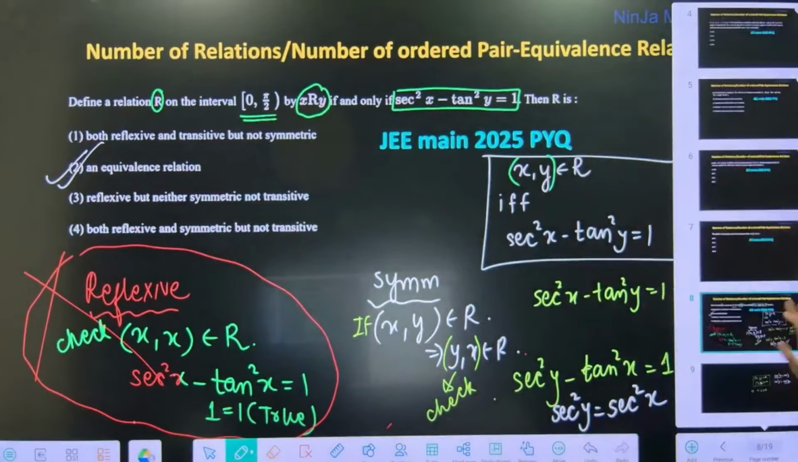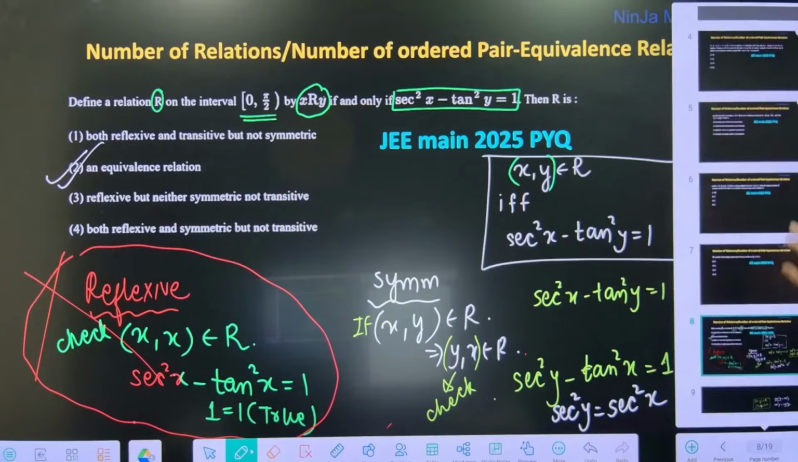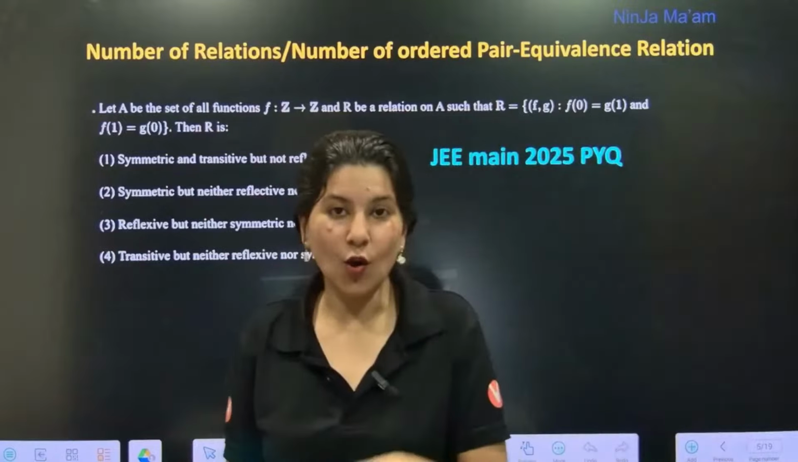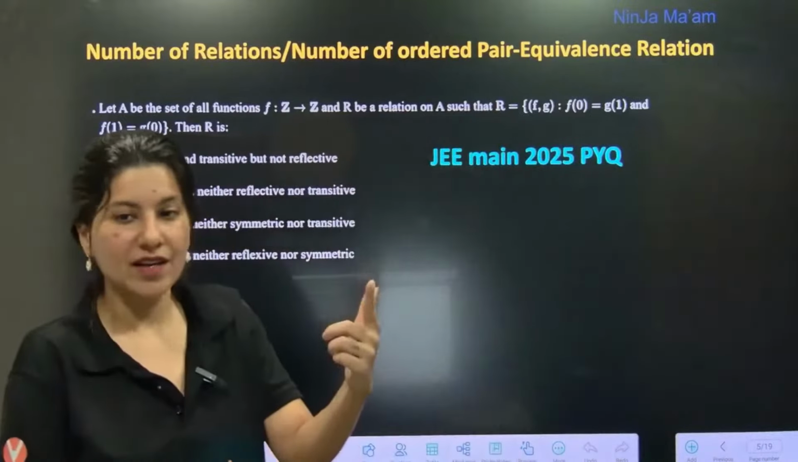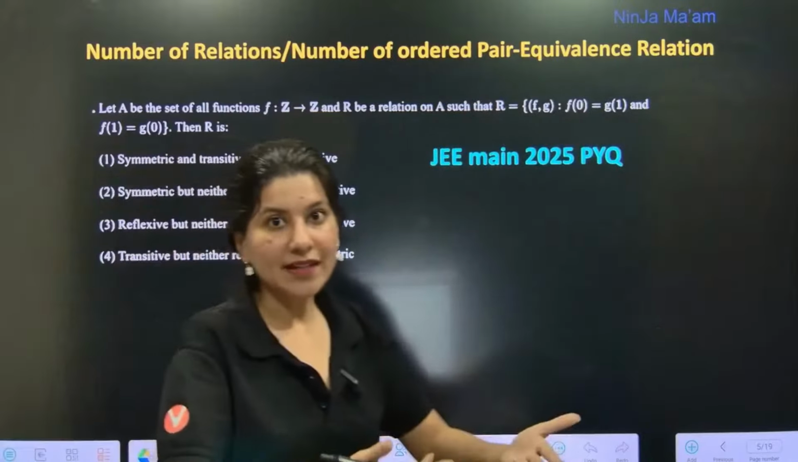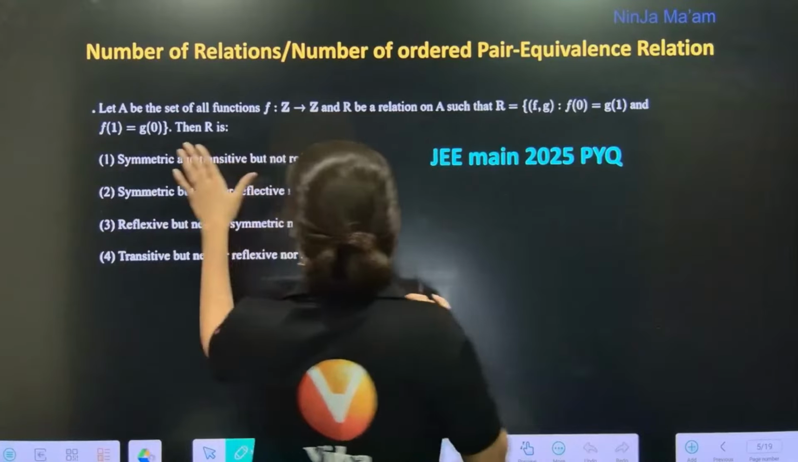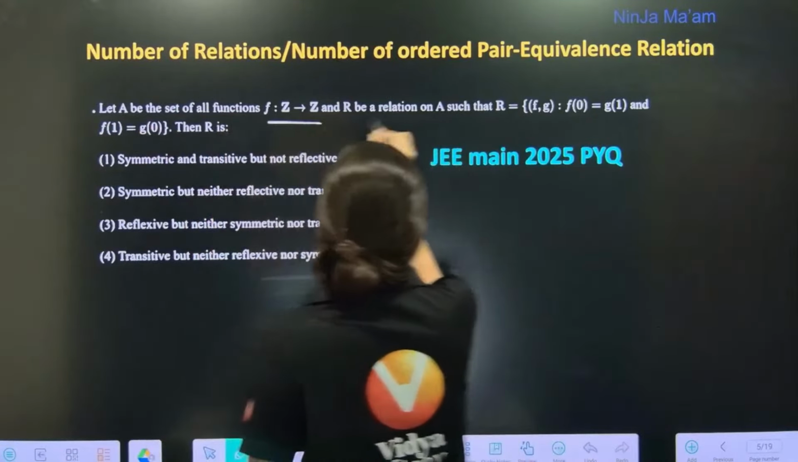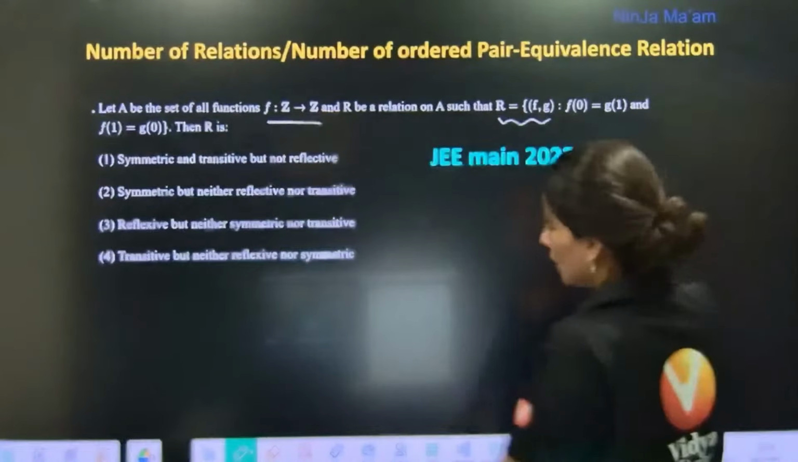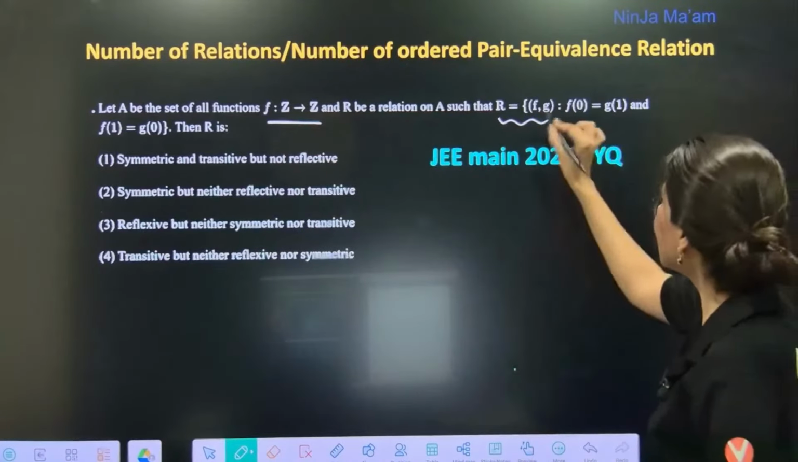All right. So now this is one such question, and yes, one more question based on a similar topic, where again you have to check whether the given condition will fulfill reflexivity, symmetricity and transitivity. Okay, what is this question saying? A is a set of all functions, R is a relation on set A such that R is equal to this. So can you see now that f comma g.